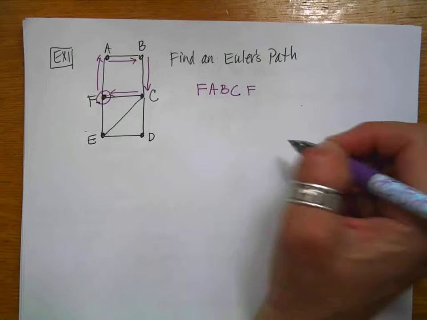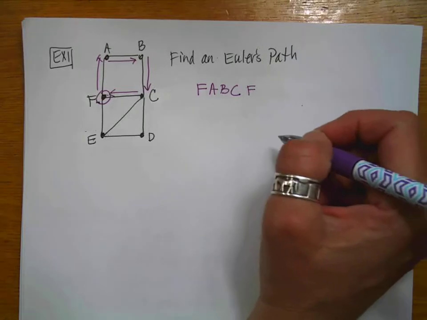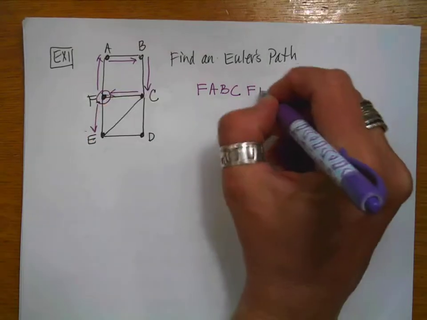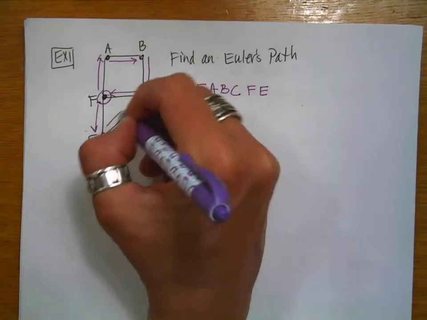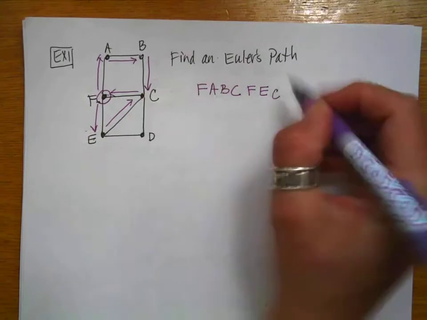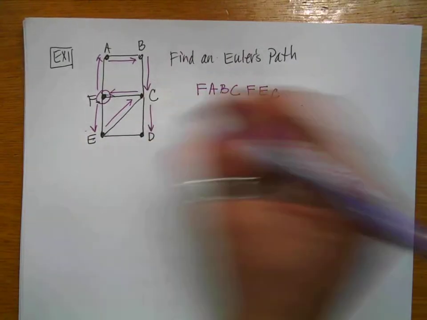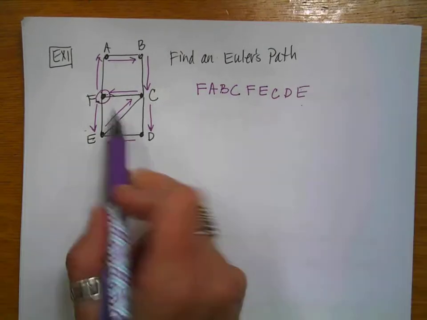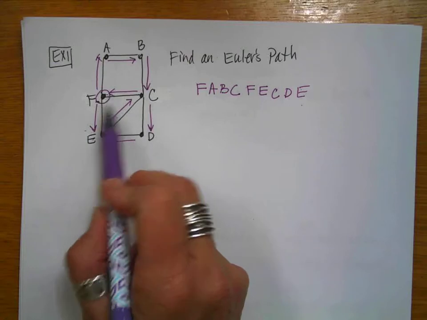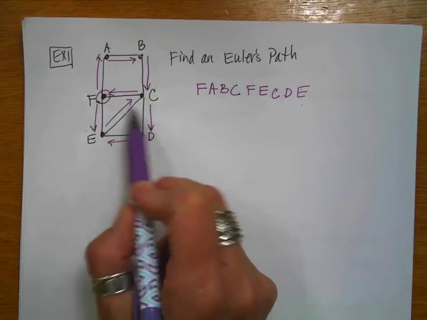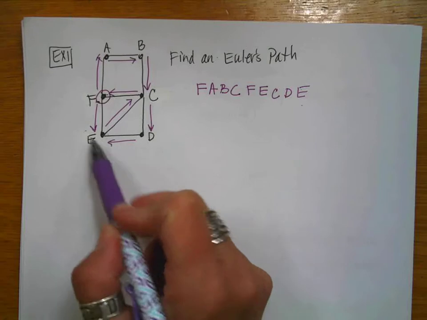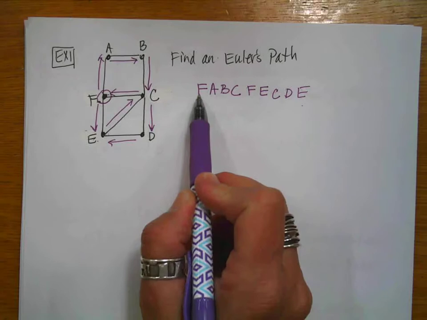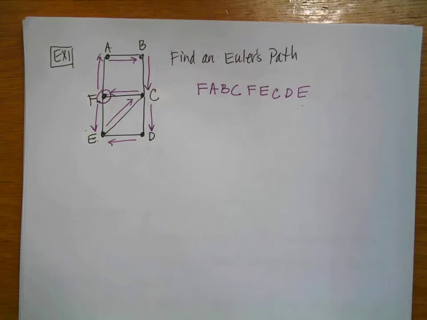It's okay if I touch a vertex more than once. It's not okay to touch an edge more than once. My next stop is going to be E, and then I'm going to go back to C, and then I'm going to do D, and then my last one is E. So remember, I can touch a vertex more than one time, like F has been touched 3 times, C has been touched 3 times, E has been touched 3 times, but I can't touch an edge more than once.